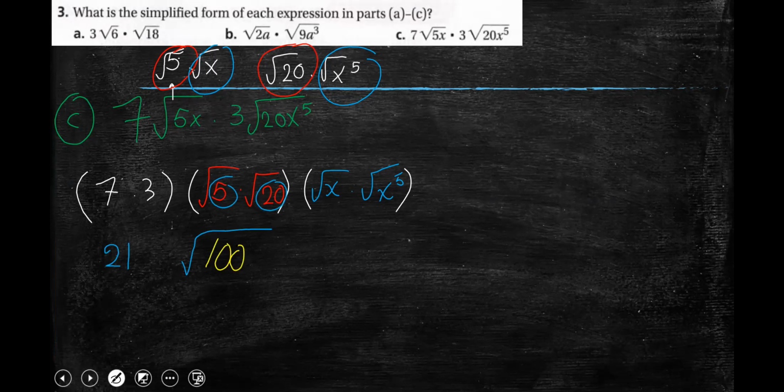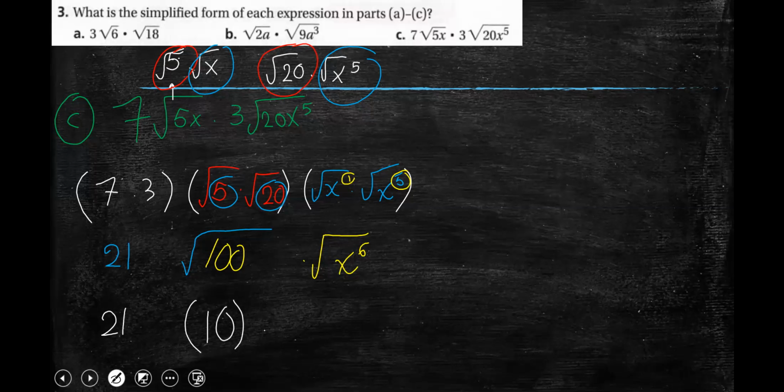Let's come here now. I will gather them in one square root. Now, x to the power 1 times x to the power 5. What do I have to do with the exponents? If the variables are the same, the exponents will be added. X to the power 6. Now then, 21, keep it as it is. What is the square root of 100? 10, exactly. Times. Now, let's come to this variable here.